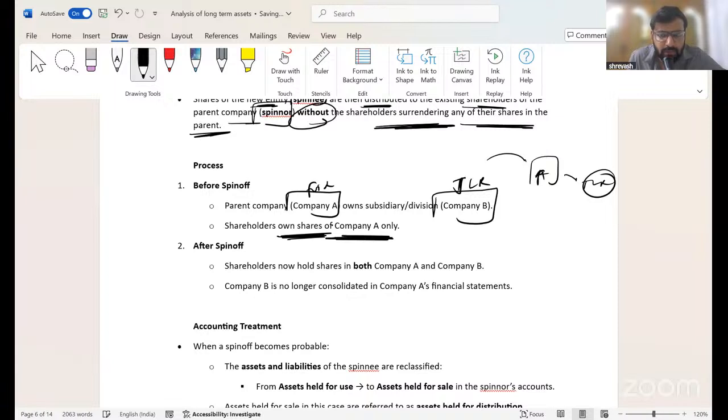Okay, fair enough. So, sir, if JLR is being sold to Tata Motors, what will happen? The shareholders of A, basically Ford, would want something in return. Right? What do they want in return? They would want the shares of Tata Motors in return. So the shareholders of Ford will become, in some capacity, shareholders of Tata Motors.